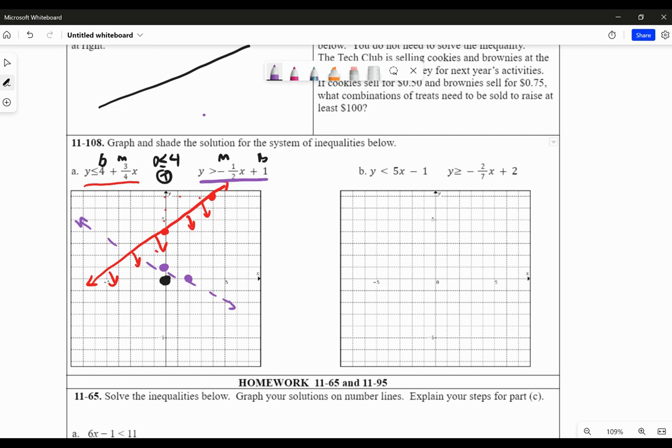through my points. And when I put in 0, 0 for this, I get 0 is greater than or equal to 1. That is false. Because it's false, my arrows are going to go away from my favorite point.